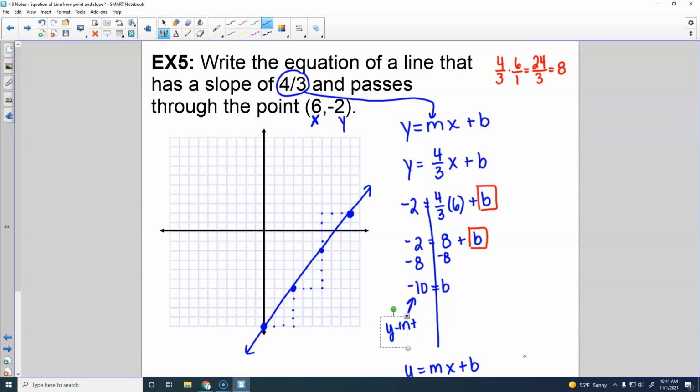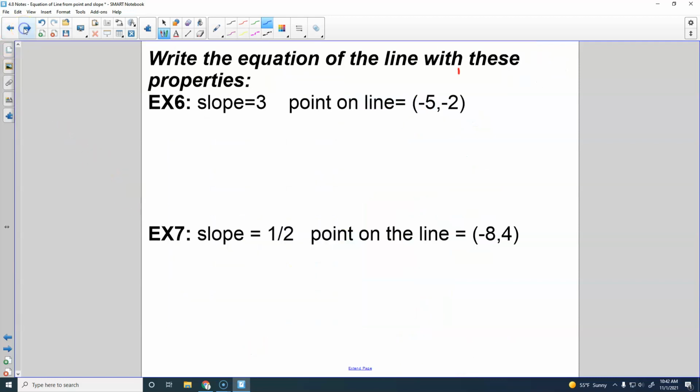Okay, questions? All right, so here we don't have graphs, so just graphing it's not even an option right here. We got a point and a slope. So remember, we're starting from y = mx + b.